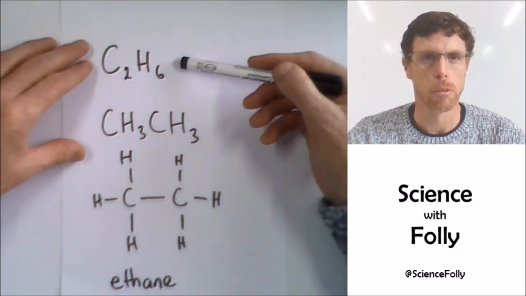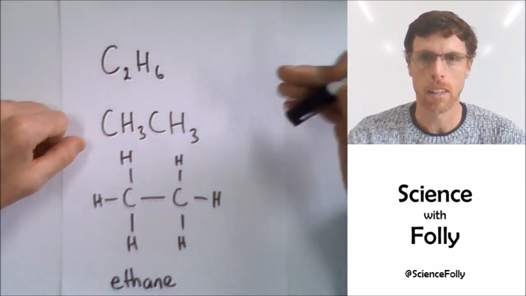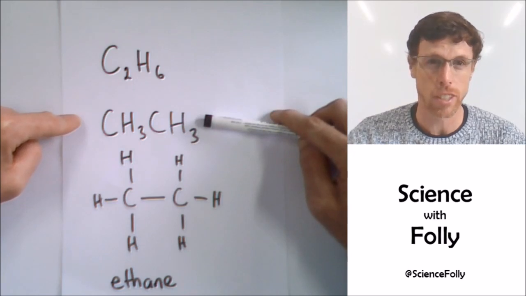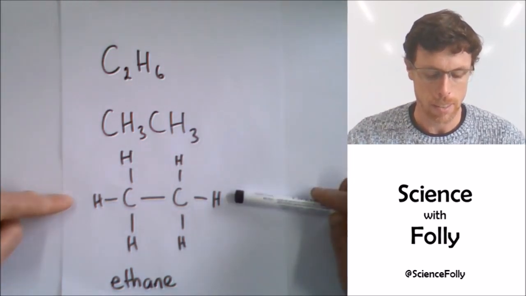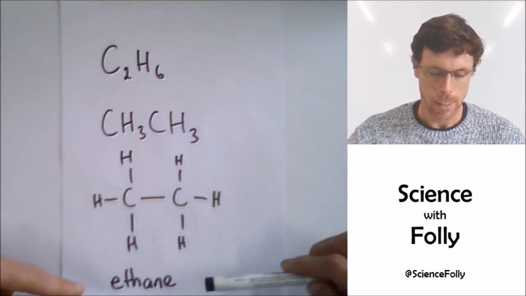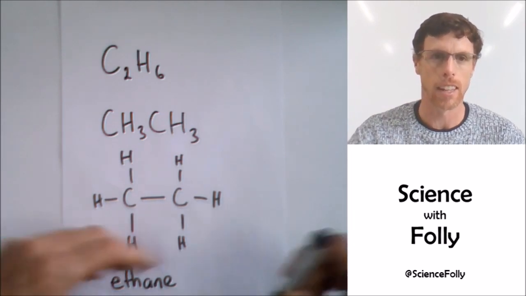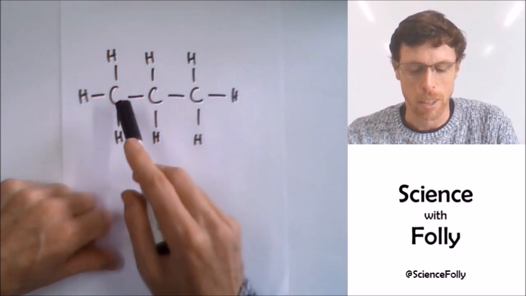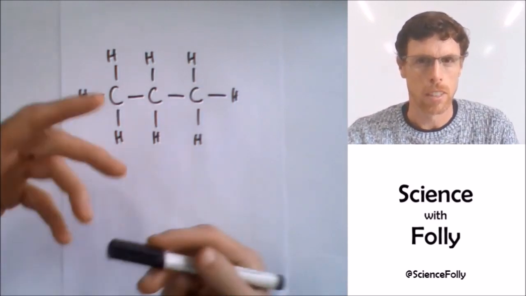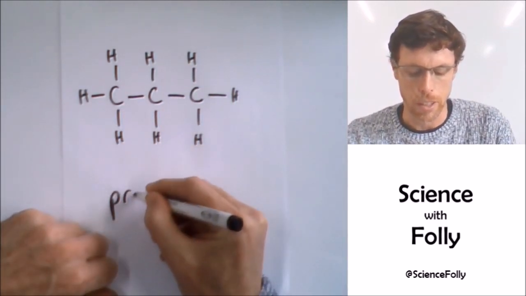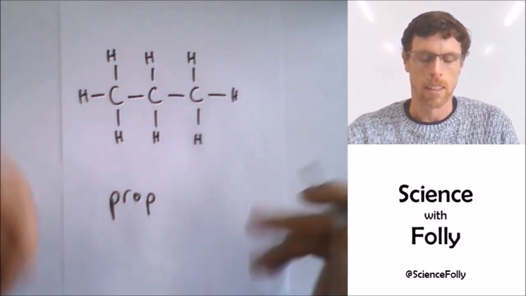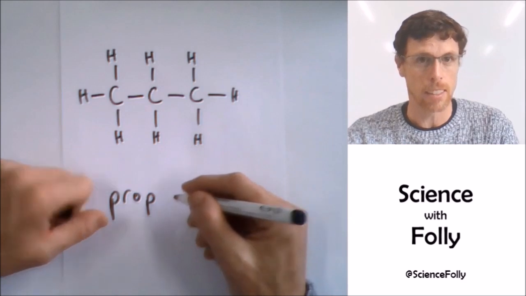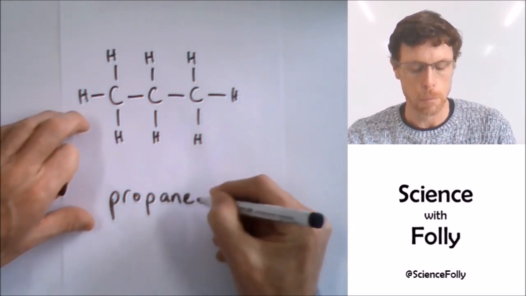This is the molecular formula. It tells us how many carbons and how many hydrogens, but that's all it tells us. This is the condensed structural formula. This is the full structural formula, and this here is its name, ethane. Here's the structural formula of another carbon compound. It's got 1, 2, 3 carbons, so it's going to have the prefix prop. It's only got single bonds, which means it's going to be an alkane, and it's propane.